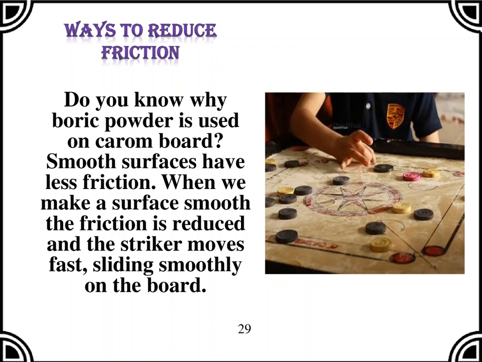Ways to reduce friction. Do you know why boric powder is used on a carom board? Smooth surfaces have less friction. When we make a surface smooth, the friction is reduced and the striker moves fast, sliding smoothly on the board.